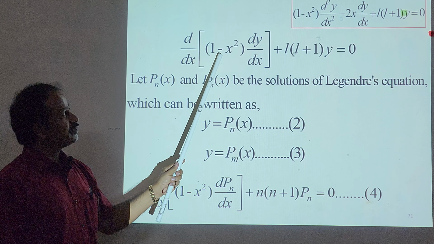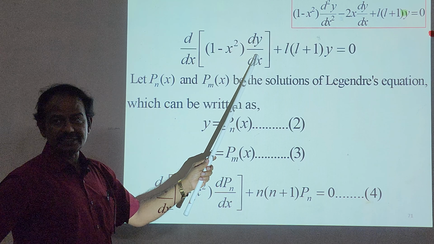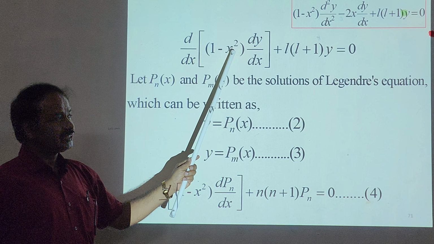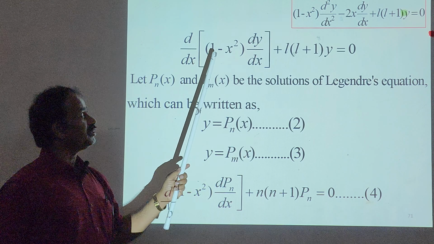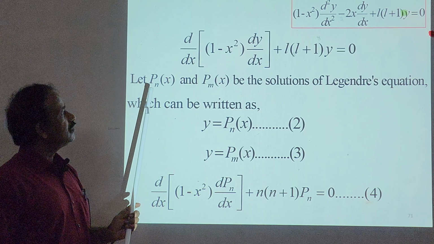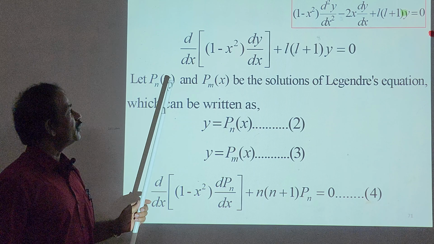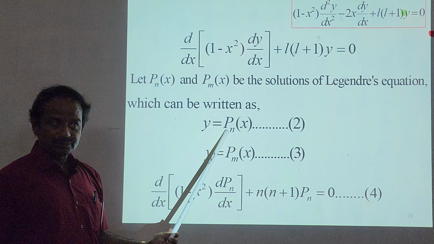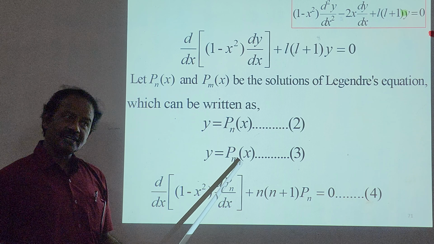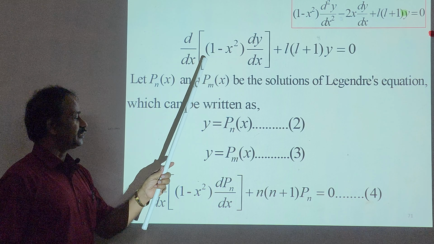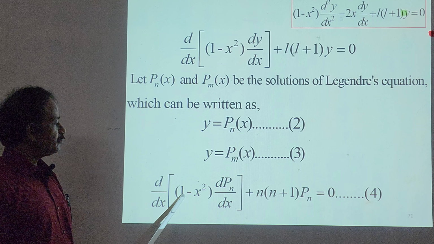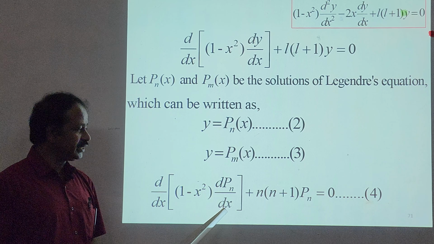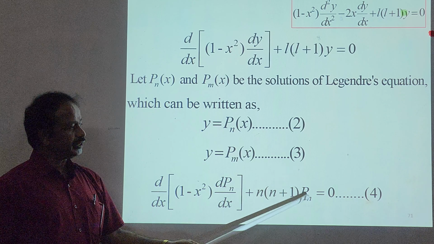I repeat, keep this term as constant and differentiate, then keep this term as constant and differentiate. So 0 minus 2x, you will get this. So these two terms can be replaced with a single term exactly like this. Now we are going to have two solutions. One is Pn of x, another one is Pm of x. y equals Pn of x is one solution, and y equals Pm of x is another solution. Now you substitute here: d by dx of 1 minus x squared dPn by dx, plus n into n plus 1 Pn, equal to 0.